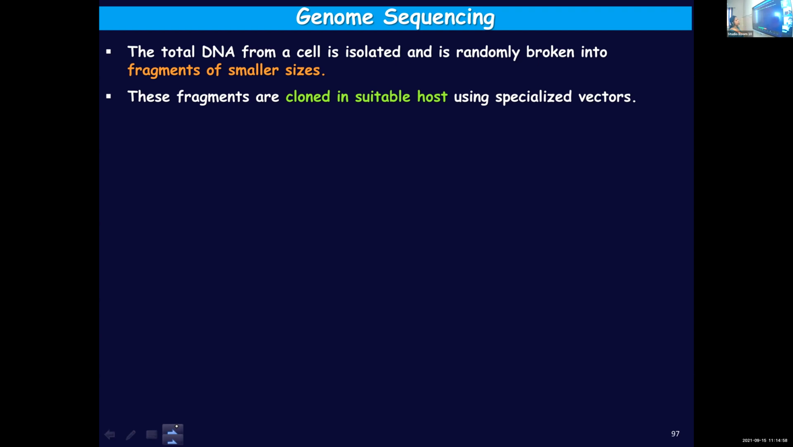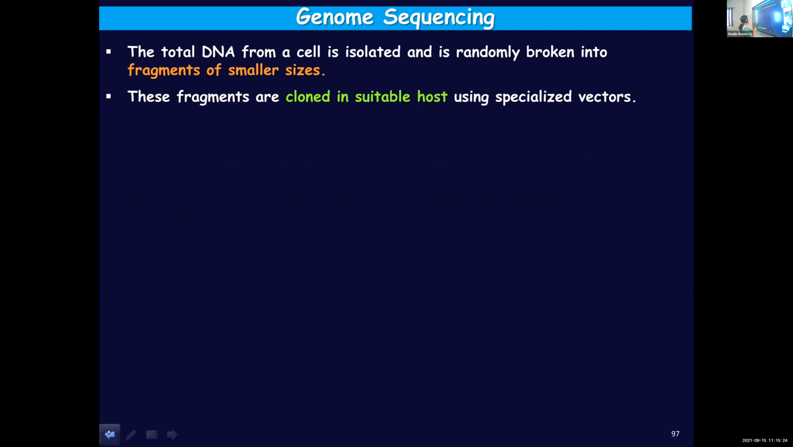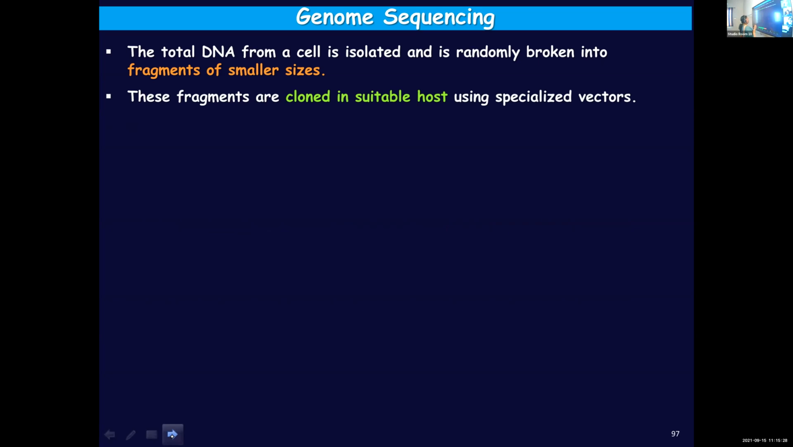So with the help of the enzymes, the DNA, which is isolated from a cell, is broken down and it forms small fragments. Now, these fragments are cloned in a suitable host. We need a host organism. And here they used bacteria as well as yeast. So two hosts were considered, bacteria and yeast, using specialized vectors. And the vectors they used were bacterial artificial chromosome and yeast artificial chromosome.